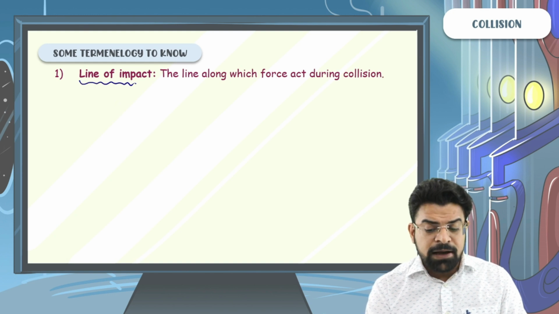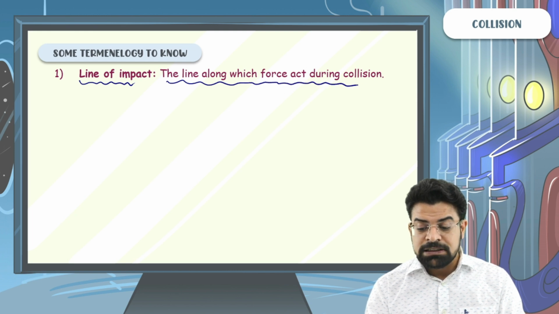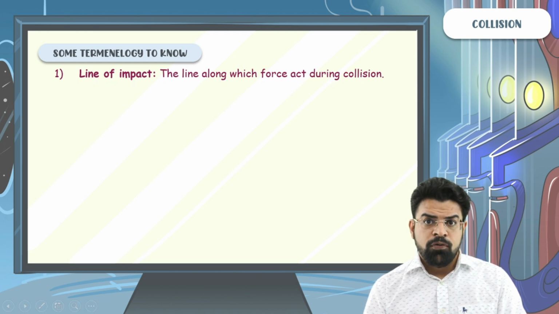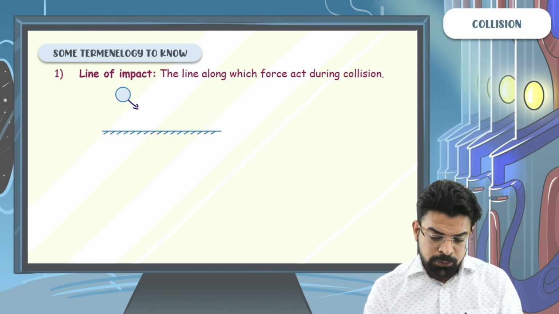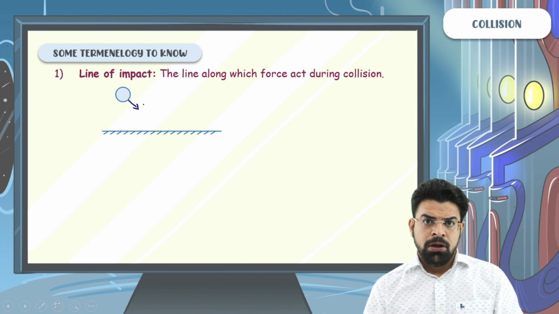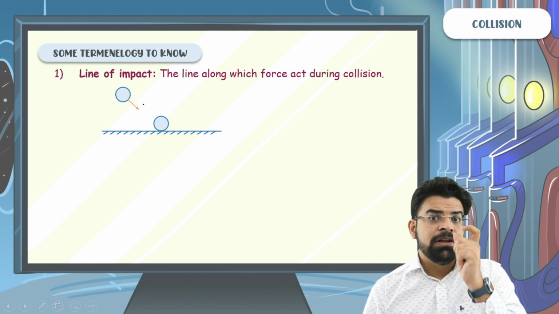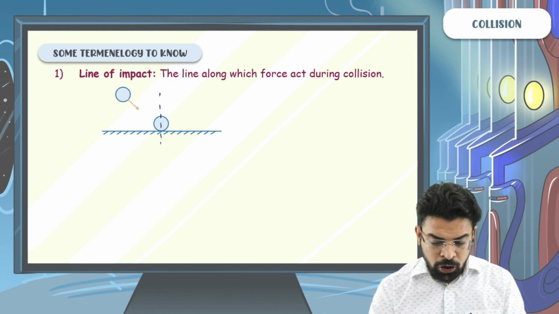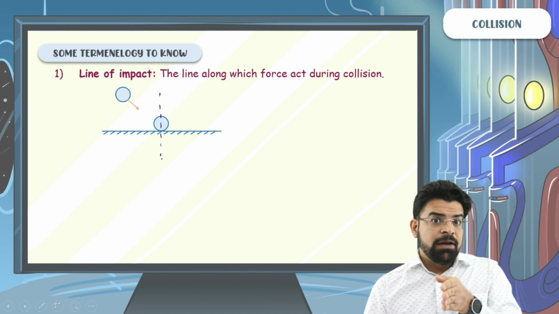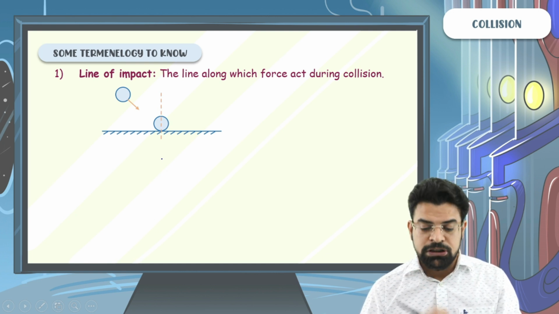First, what is line of impact? Line of impact is the line along which forces act during the collision. For example, let's say in a gravity-free region, a ball is projected towards the ground. When the ball hits the ground, at that instant, in which direction will the forces act between the ball and the ground? You will say, sir, the forces will act along the normal. So this vertical line will be the line of impact, the line along which forces act during the collision.